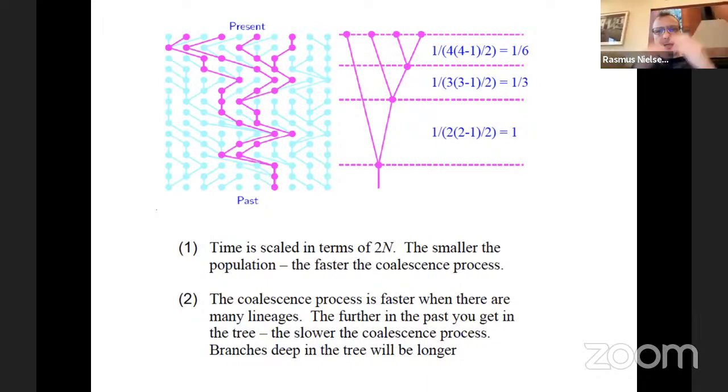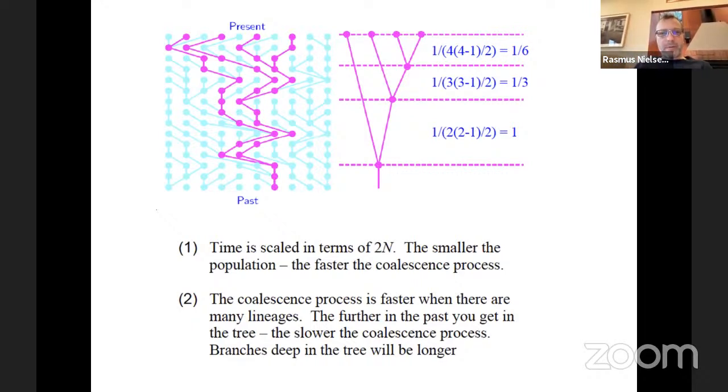One thing you should already realize is that since the expected waiting times here are exponentially distributed with some constant times the population size, you have faster coalescences. So that would be shorter branch lengths in the tree if the population size is small than if it's large. So you should already now realize, we can look at the waiting times here between these coalescence events, or equivalently the length of these branches, to say something about the effective population size of the population.